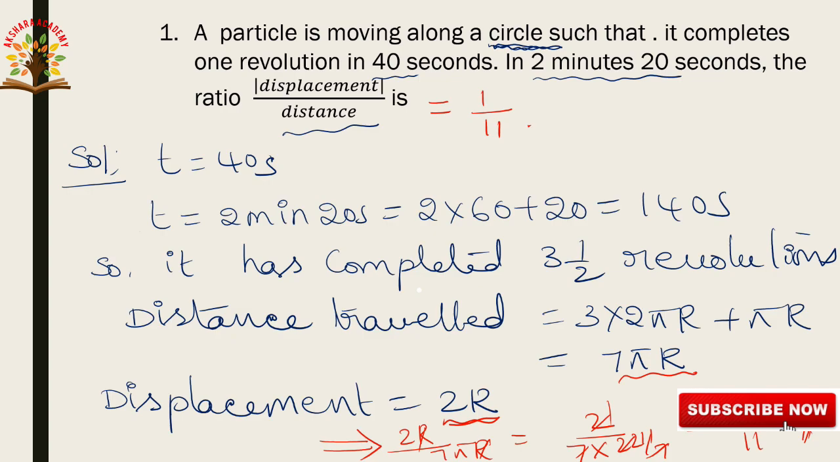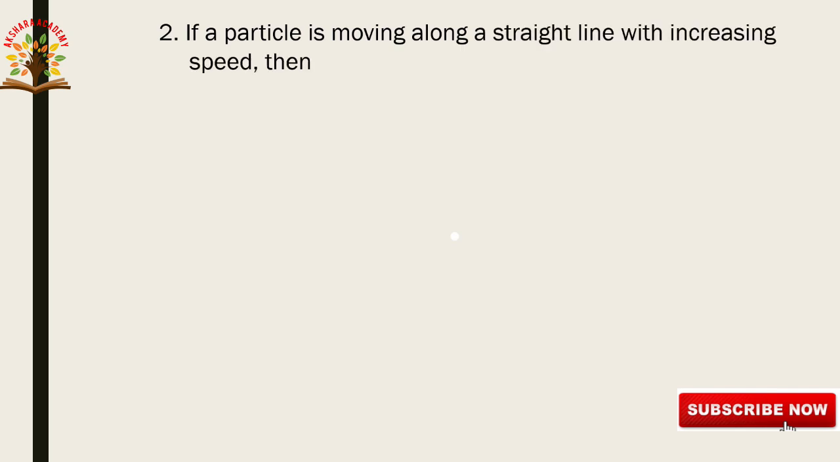Okay, next we will go to the next question. If a particle is moving along a straight line with increasing speed, then its acceleration may be decreasing. Why? Because if the speed of the body is increasing, then acceleration is in the direction of velocity. It may be positive or negative. If the acceleration is in the negative direction, then even if the acceleration is increasing, on the negative side it will be called decreasing.